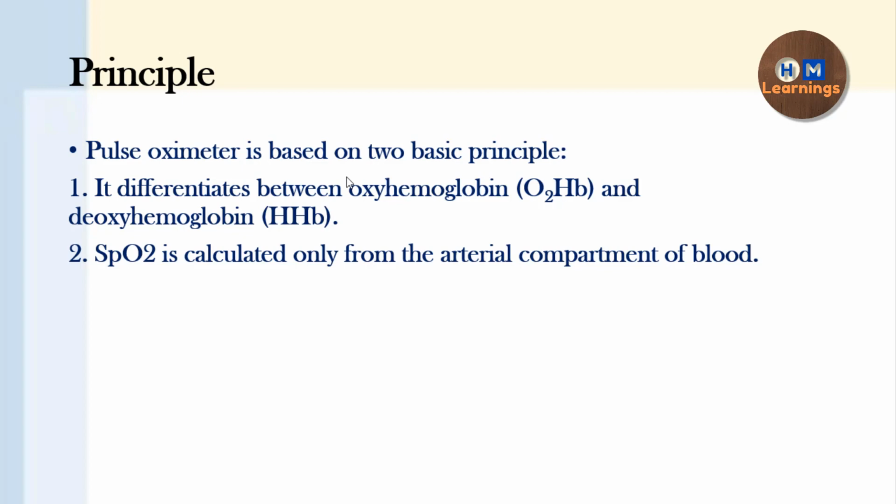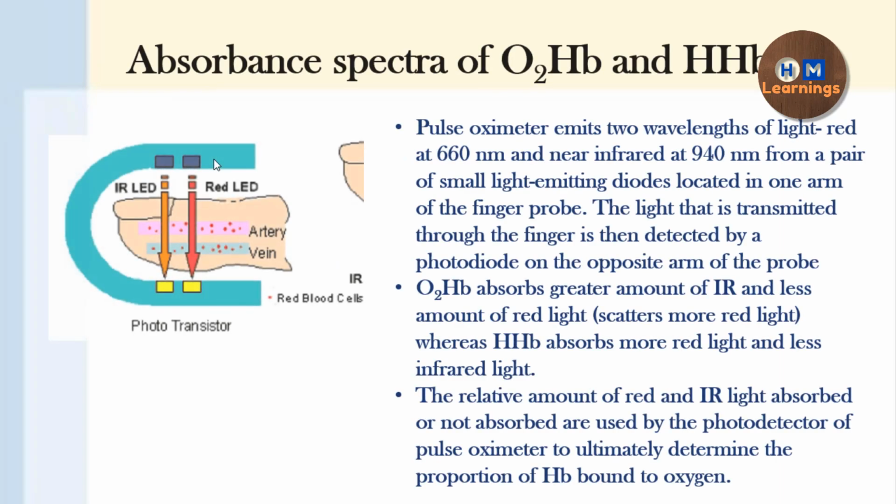We need to know how much oxygen from the lungs is reaching the peripheral sites, the tissues. So we need to calculate the SpO2 only in the arterial compartment. So these are the two principles, and now we will discuss the principles in detail.